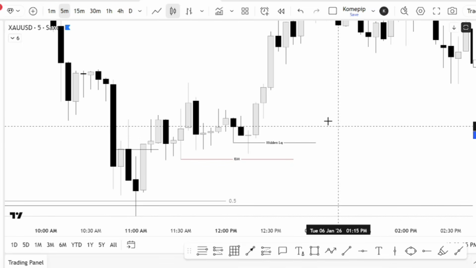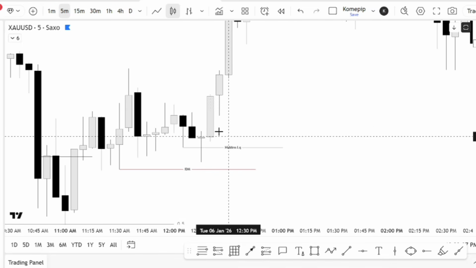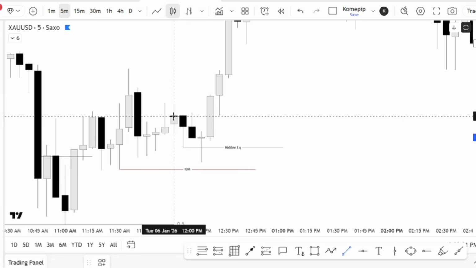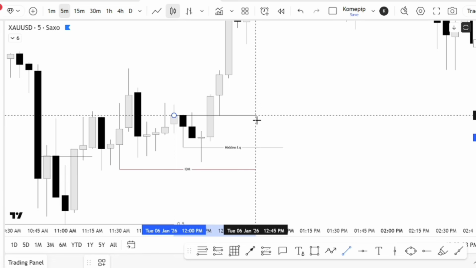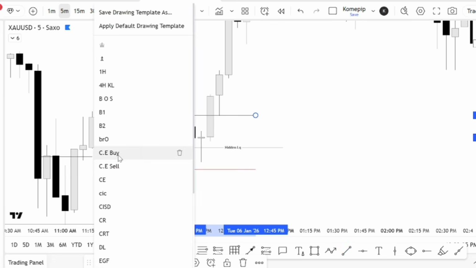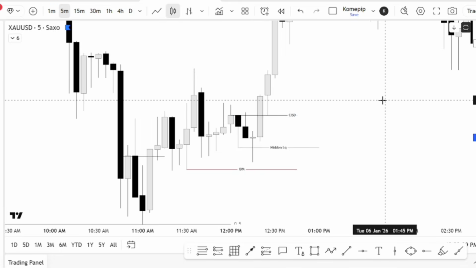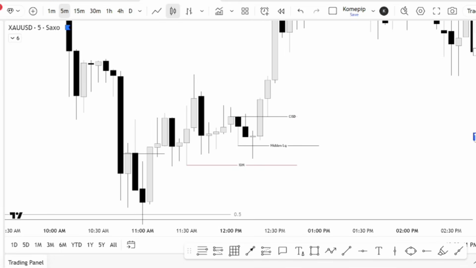Now, having said this, of course, price broke this structure and gave us a change in state of delivery right there. So we have this as our CISD. Is this enough for me to take my entry? I'm going to allow you to answer in 3, 2, 1. Of course, it was enough for me.